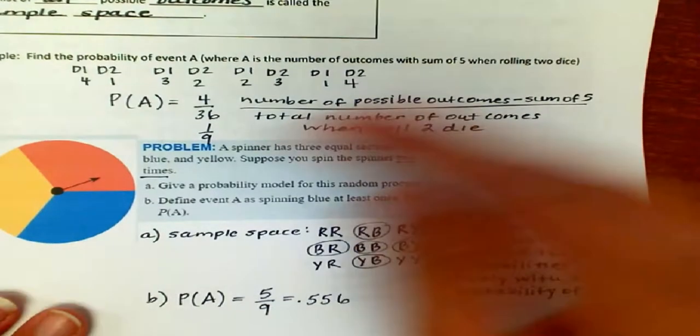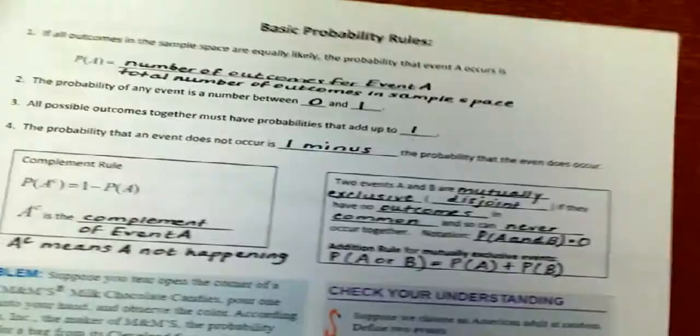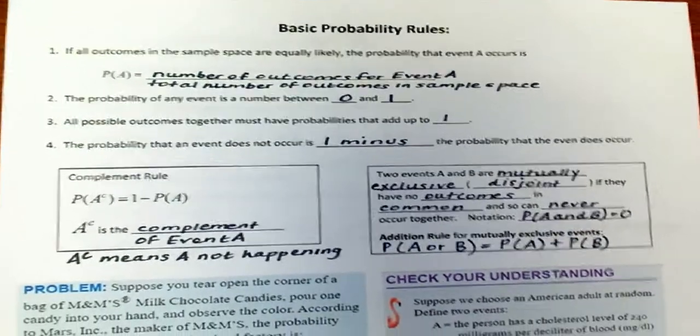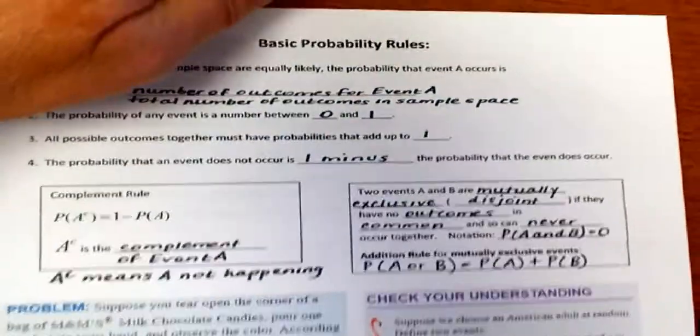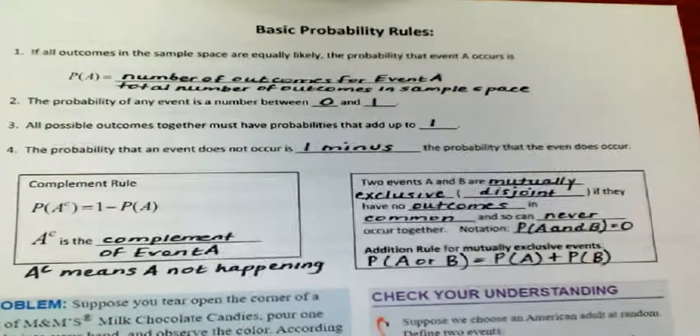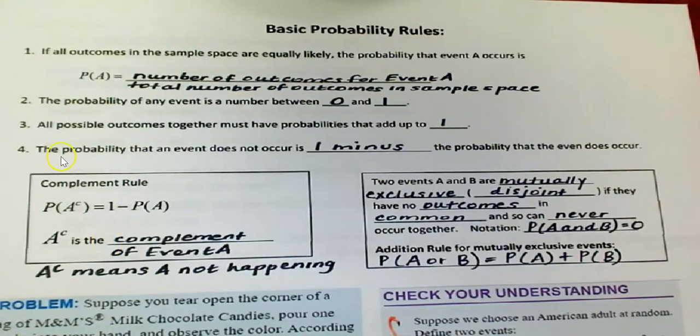Okay? So the next thing we're going to do is we are going to write down some definitions and some basic probability rules as well. So I'm going to give you just a minute to jot these down, and then we'll go through each one. So I'm going to stop this video for just a minute and let you have a moment to copy this down, and then we'll talk about each one.